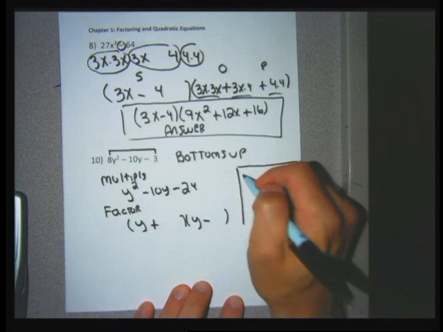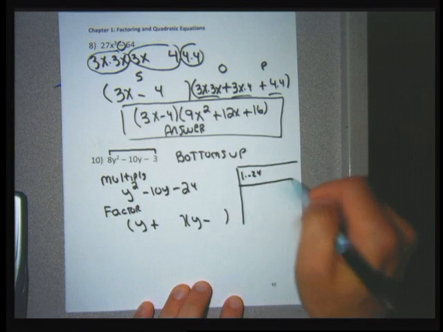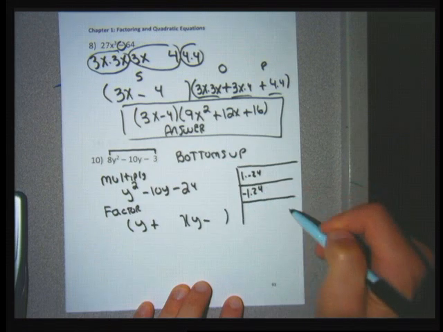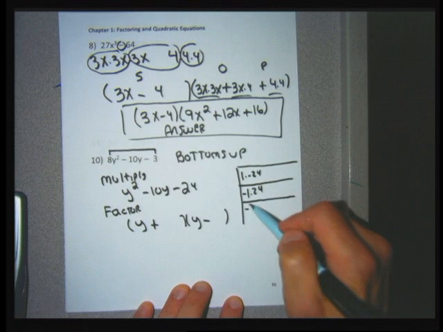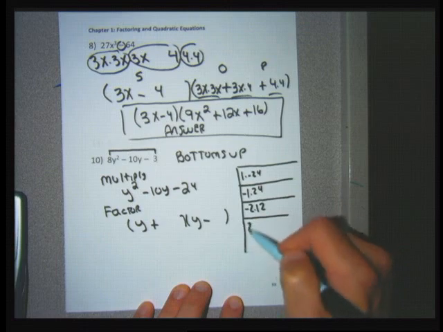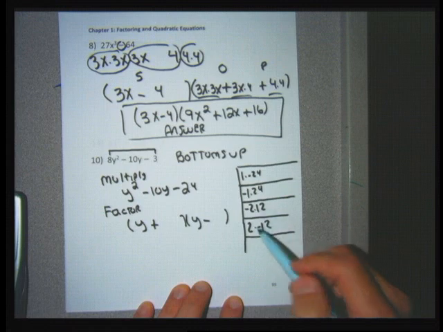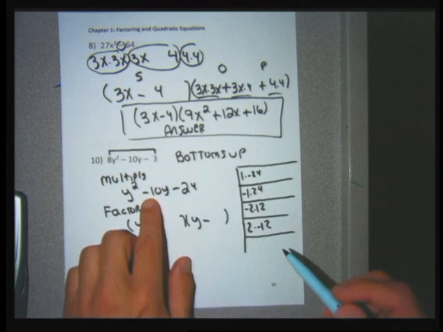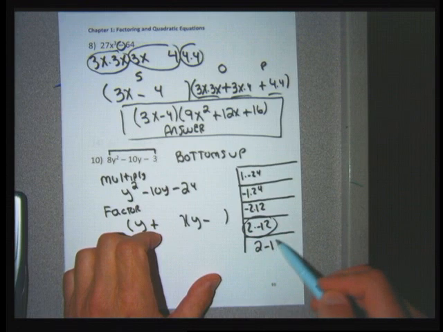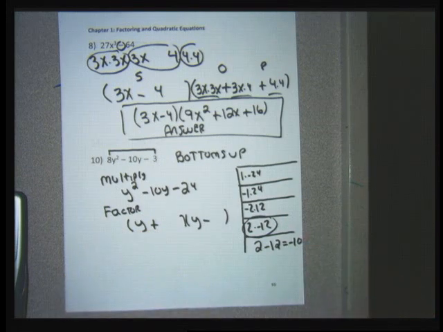My lasts can be 1 and minus 24. They could be minus 1 and positive 24. Trying to search out a 10. They could be minus 2 and positive 12. They can be 2 and minus 12. Getting tired of this already. Oh, but I think I have it. I'm looking for a minus 10. And this pair right here, if you do 2 minus 12, you'll get negative 10. So my lasts are going to be a positive 2 and a minus 12.